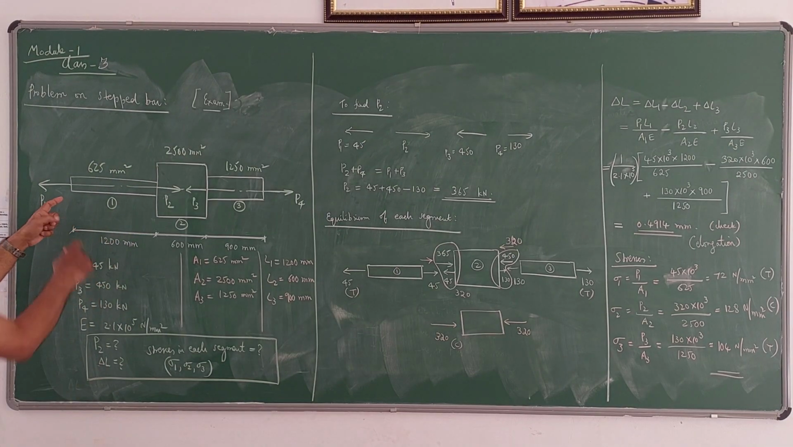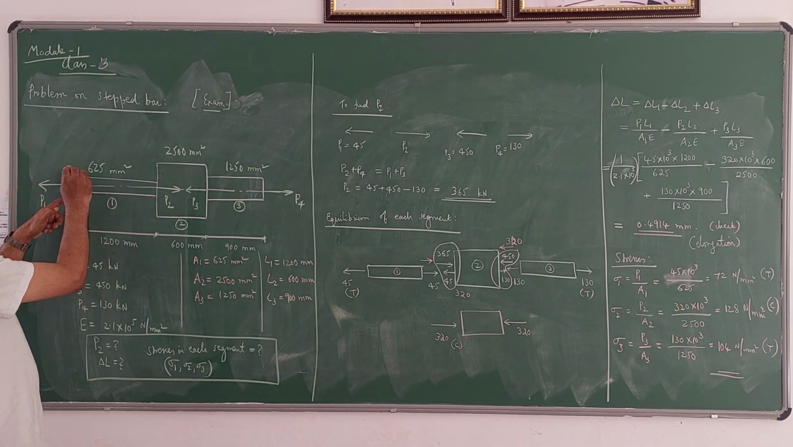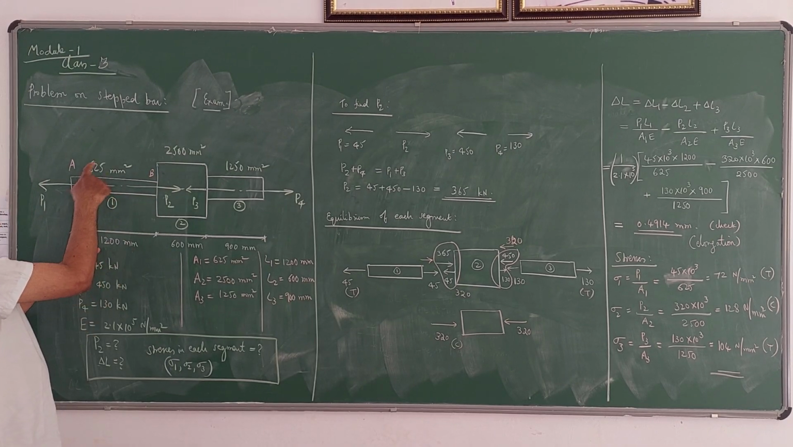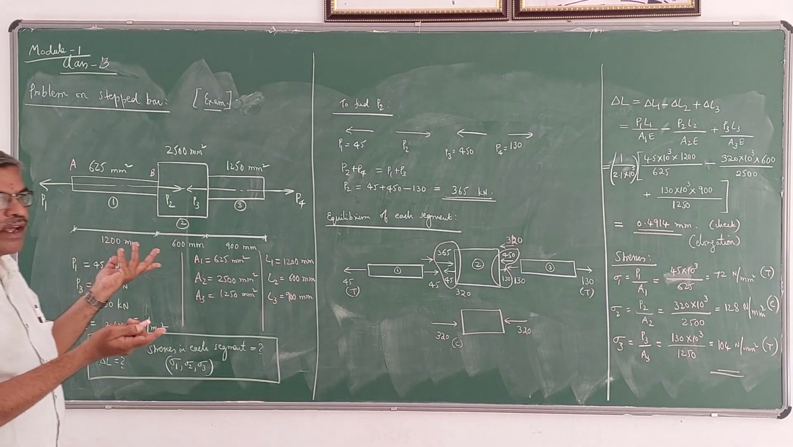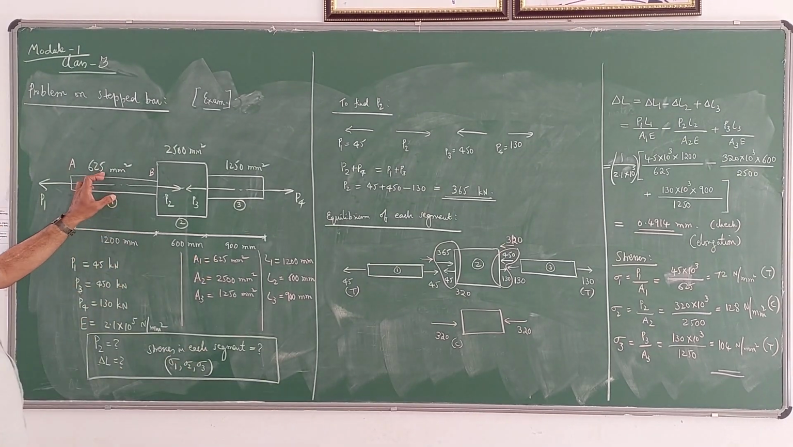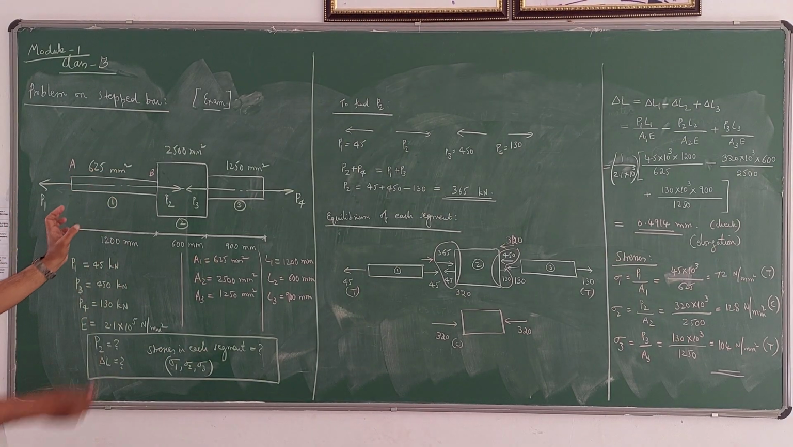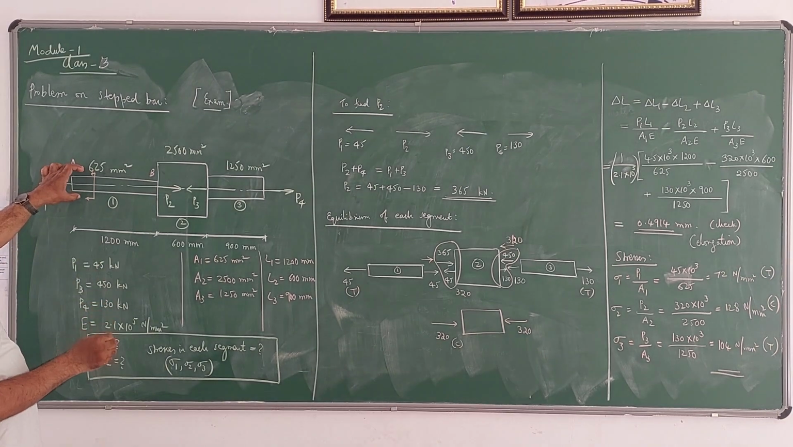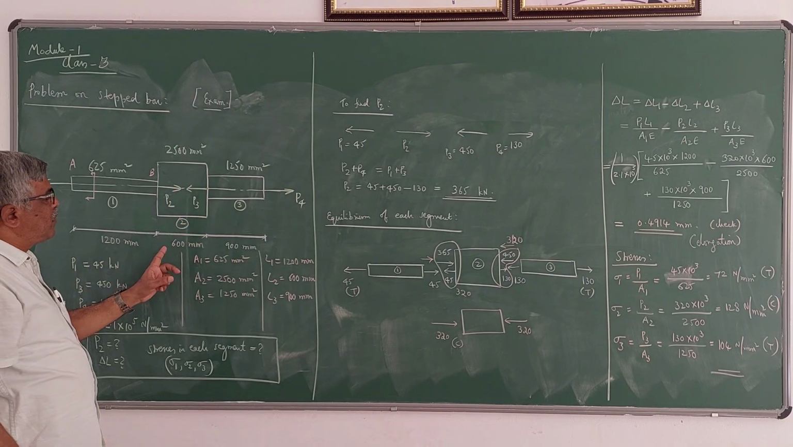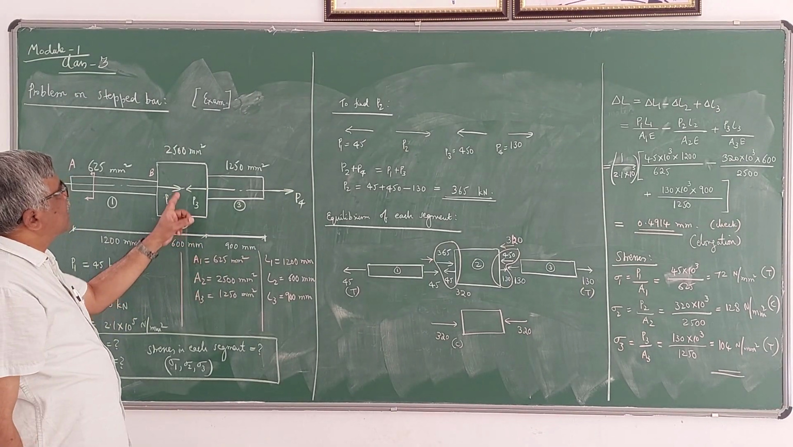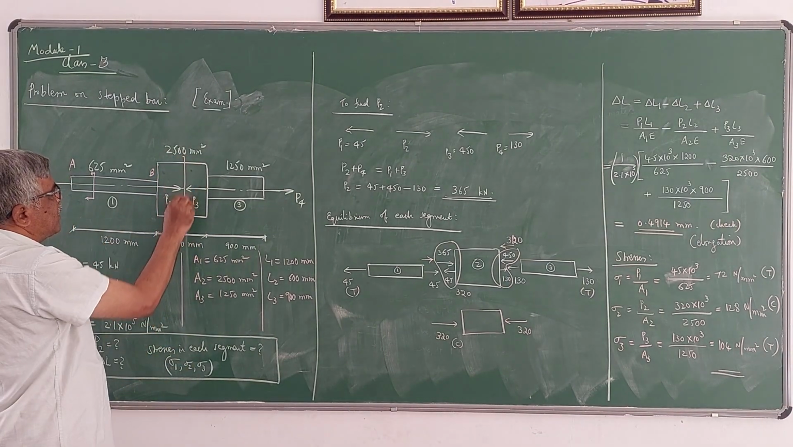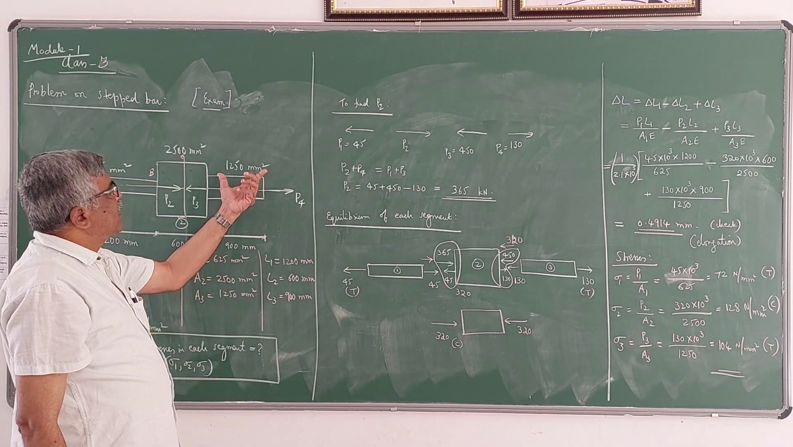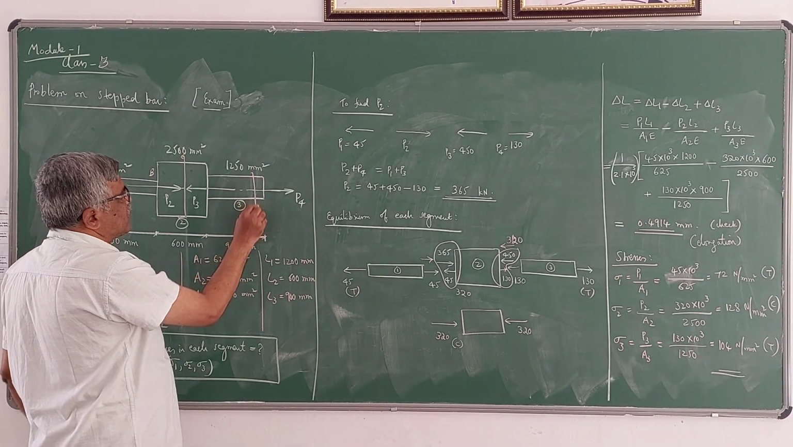You can see here, from here to here. If I take this as AB, the length is 1200 mm. The cross-sectional area may be circular or rectangular, we don't know. Anyway, we are interested in the area only. 625 mm square is the cross-sectional area of this. If you cut like this, the area is 625 mm square. For this portion of the bar, the length is 600 mm and the area is 2500 mm square. And for this portion, the length is 900 mm and the area is 1250 mm square.